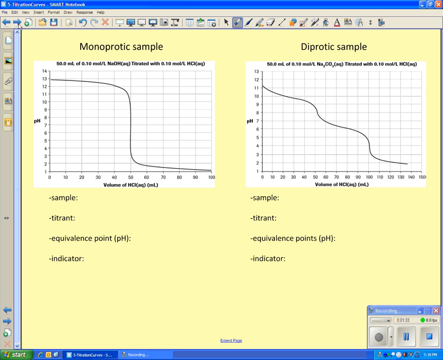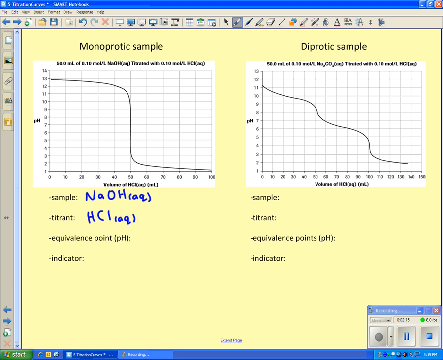And if you look at the title that's with this graph, we should be able to figure out what the sample is and what the titrant is. Remember, the sample is in the Erlenmeyer flask and the titrant is in the burette. So in the title, we have 50 milliliters of 0.1 mole per liter sodium hydroxide titrated with 0.1 mole per liter hydrochloric acid. The 50 milliliters of sodium hydroxide is the sample. Whatever we are titrating with, and that's the hydrochloric acid, is the titrant. That's what's in the burette.